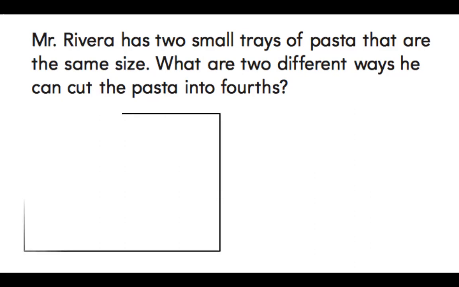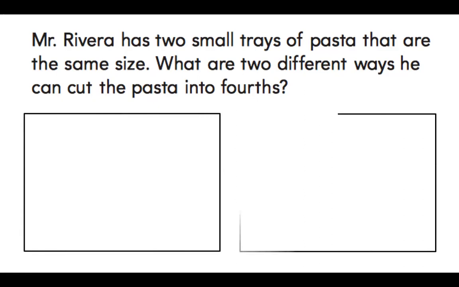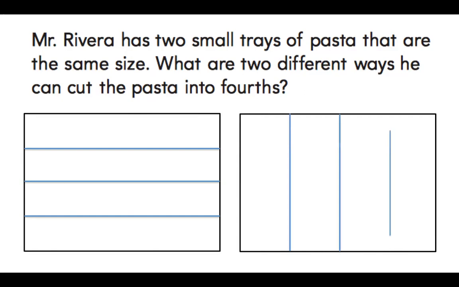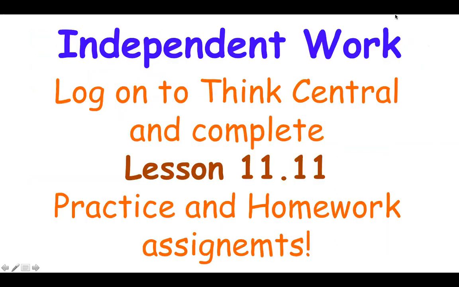All right, here's my first tray. I made a rectangle. My second tray, also a rectangle, because it says that they're the same size. Both trays are the same size. Now, fourths. The first way, I'm going to make sideways lines to make fourths. The second way, I'm going to make up and down lines to make fourths. But you could also make a plus sign inside of the rectangle to make fourths. Remember, there are lots of different ways to show parts inside of a whole.